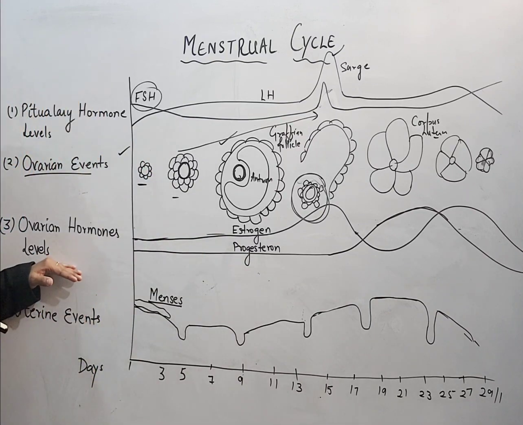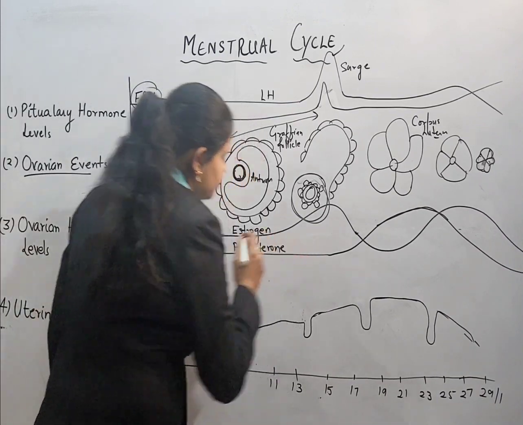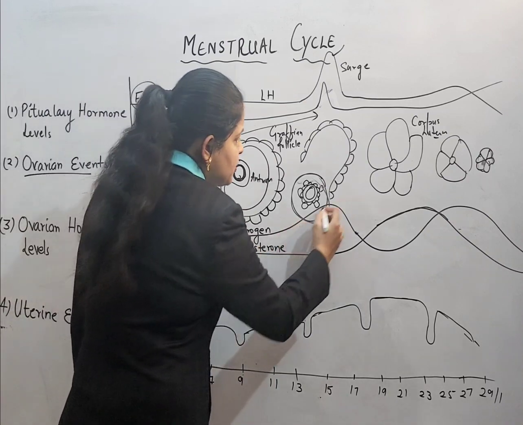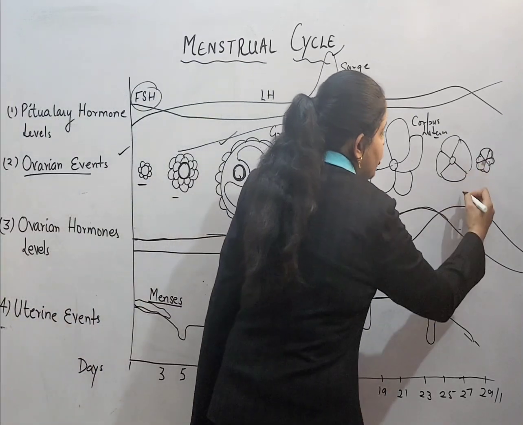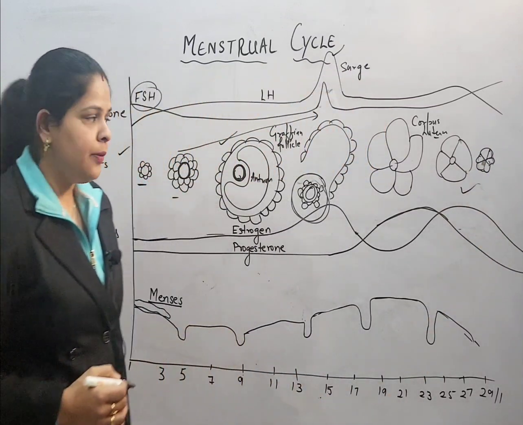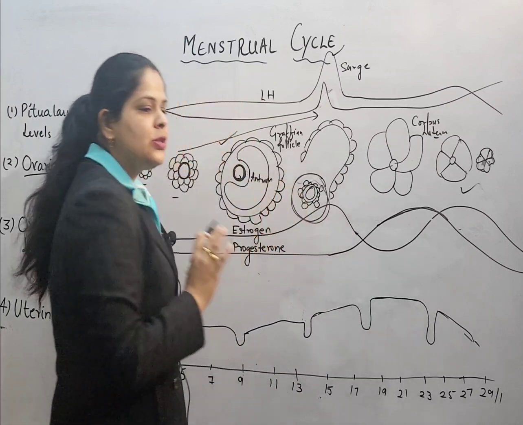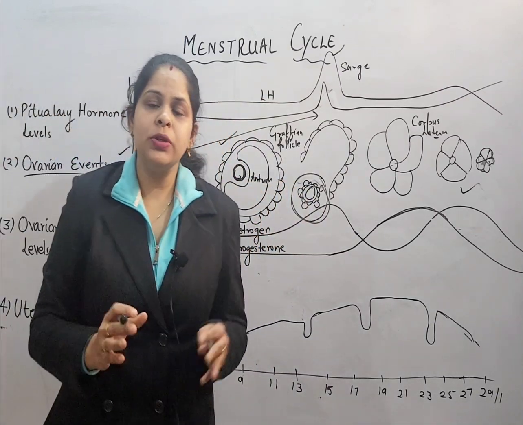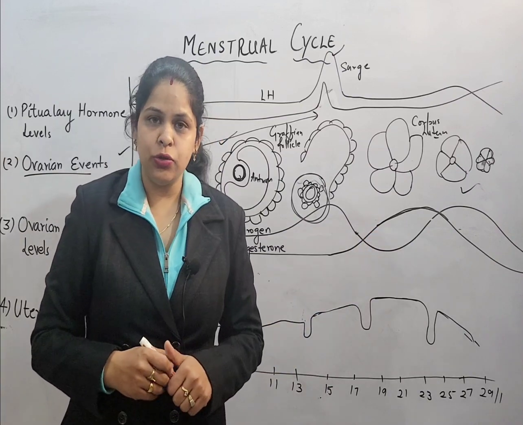Later on, we have the ovarian hormones. Two types of ovarian hormones are there, estrogen and progesterone. Estrogen will be at its peak when ovulation is there and when the corpus luteum is being degenerated. But progesterone is there when the corpus luteum is there. As long as the corpus luteum remains, you have progesterone.